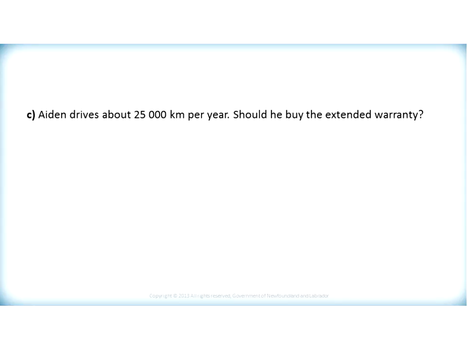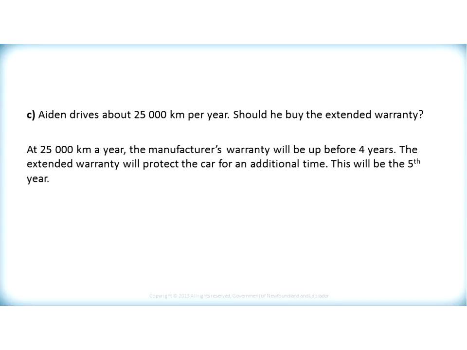His manufacturer's warranty covers the first 4 years or 80,000 kilometers. If he drives 25,000 kilometers per year, he's going to run out of his manufacturer's warranty before the 4 years are up, because he'll have driven over 80,000 kilometers before then. So the manufacturer's warranty will be up before 4 years, and the extended warranty will protect the car for an additional time. This will likely be up during the 5th year. So this might be a reason to consider buying the extended warranty.